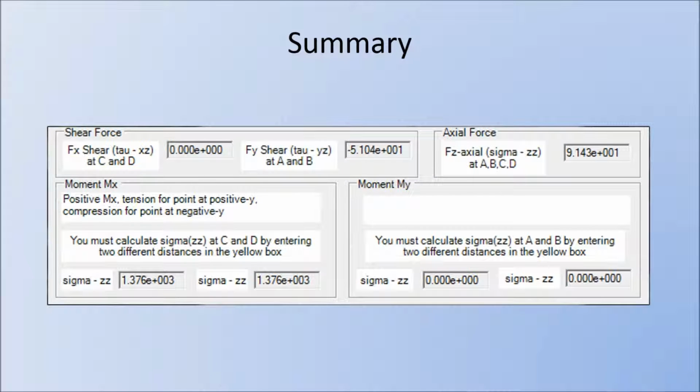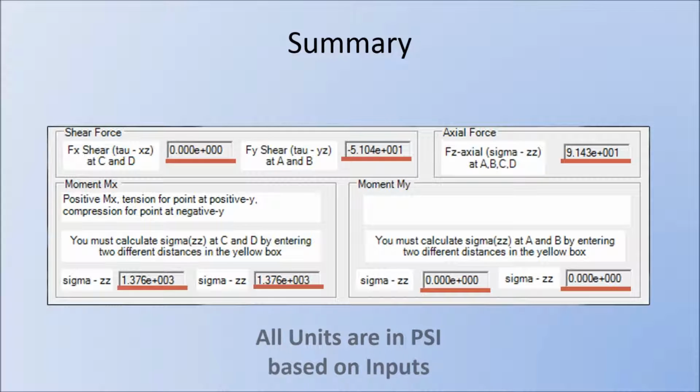The last thing we're going to do for this problem is review the stresses we've determined. So, if we look at our stresses box, it holds all of the answers we found previously. So to start, our Fx shear stress was 0 psi, our Fy shear stress was minus 51 psi, our axial stress was 91 psi, our bending stress about the x-axis was 1375 psi, and finally our bending stress about the y-axis was 0 psi. Now remember, all units are in psi based on the inputs we provided.